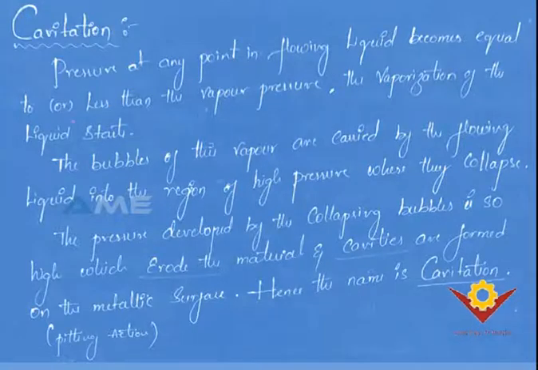And next, coming to cavitation: the pressure at any point in the flowing liquid becomes equal to or less than the vapor pressure. You have to remember this. If the pressure in a flowing liquid is less than the vapor pressure, then vaporization of the liquid starts, and because of this, bubbles start forming. The bubbles of these vapors are carried by the flowing liquid into regions of higher pressure, where they collapse.